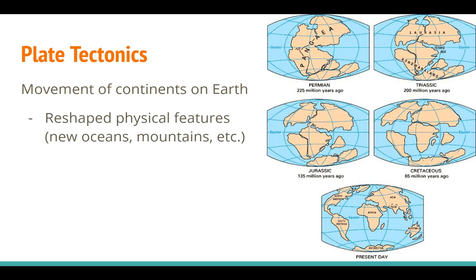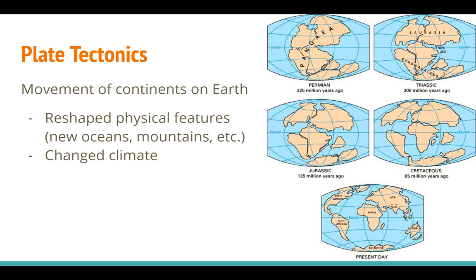There are a couple different ways that this movement could affect species. One is that it reshaped physical features. It created new oceans and new mountains. And so it literally built new habitats that hadn't existed before. And so that created new ecological niches where species could move and begin adapting to those new places and form new species that way. It also changed the climate.